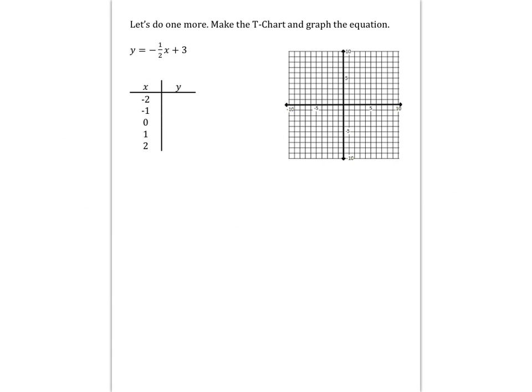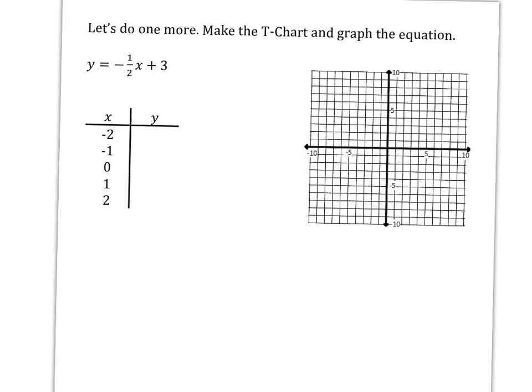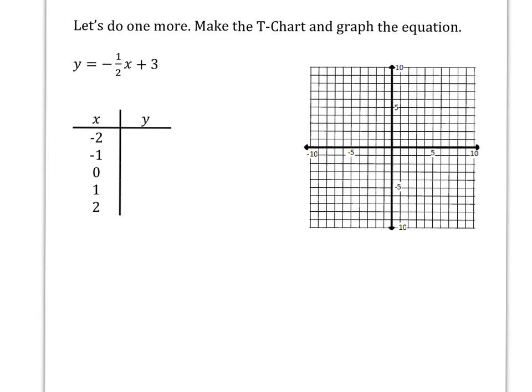Let's do one more example. Let's make a t-chart or a table and graph the equation. So the equation is y equals negative 1/2 x plus 3. So I'm going to go ahead and plug in negative 2 for x. So I'll have y equals negative 1/2 times negative 2 plus 3. Negative 1/2 times negative 2 is a positive 1. 1/2 times 2 is 1, and then the two negatives cancel out, so 1 plus 3 is 4.